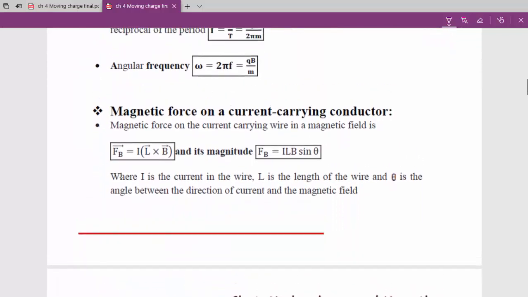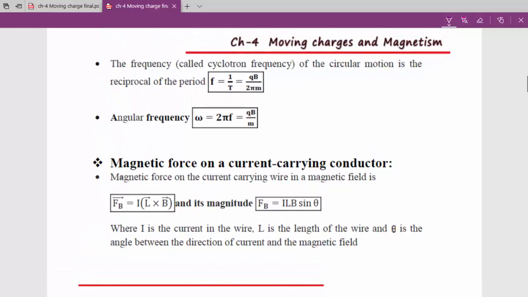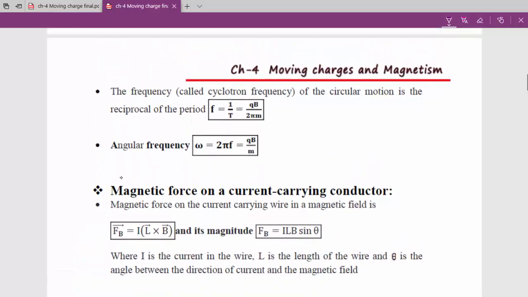The frequency of the circular motion is f equal to 1 by T, the reciprocal of the time period. So f equals qB by 2 pi m. And omega is 2 pi f, the angular frequency, which is qB by m. So if you remember any one of the above formulas, you can automatically get the frequency and omega. If you remember the T formula, then you can write f and omega.